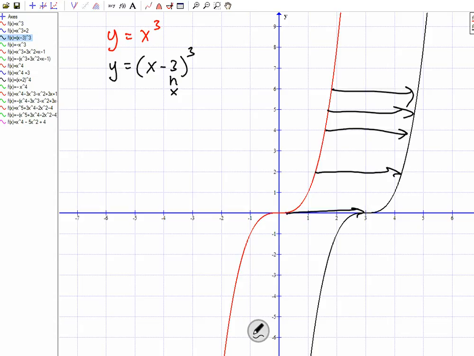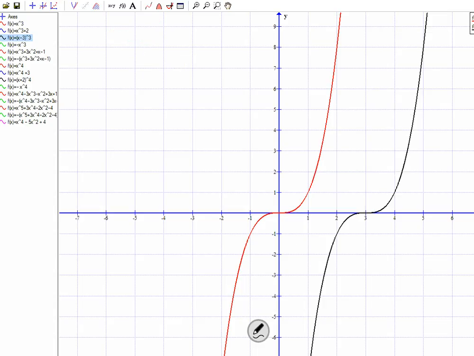It's 3 to the right, 3 to the right, 3 to the right. Okay, so 3 to the right.